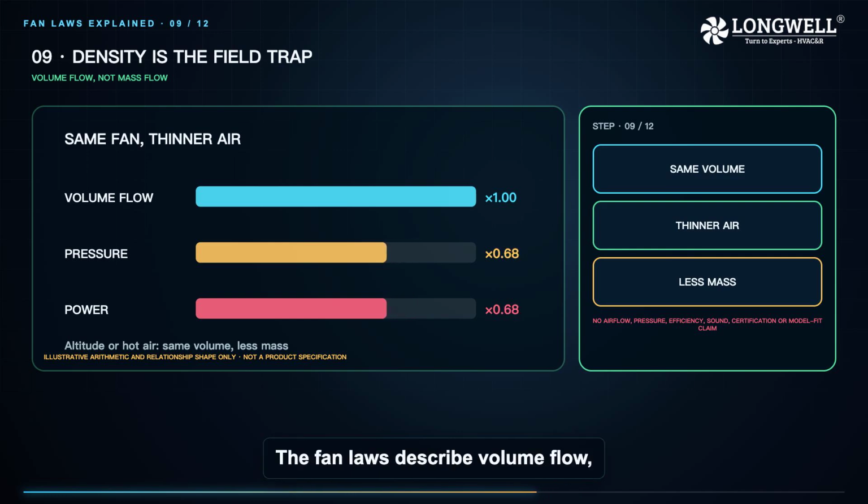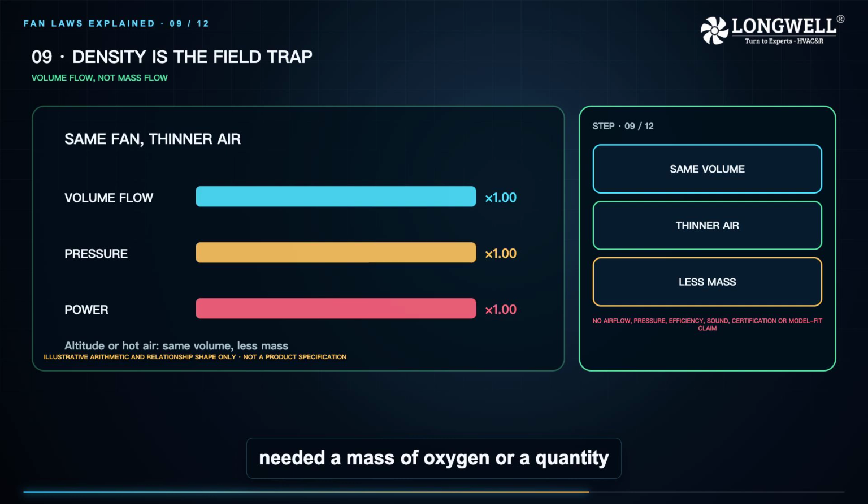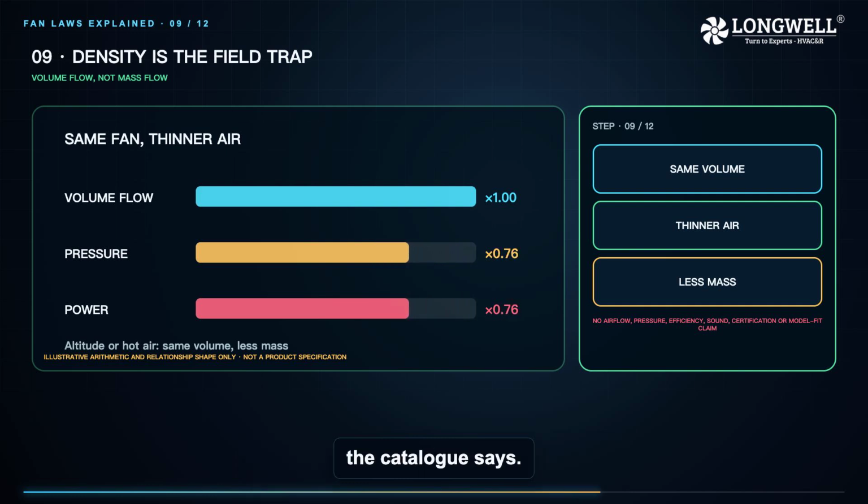The fan laws describe volume flow, cubic meters per hour, not mass flow. Move the same fan to altitude, or run it on hot air, and it still shifts the same volume, but the air is thinner. The pressure it develops and the power it draws both fall in proportion to density, and if your process actually needed a mass of oxygen or a quantity of cooling, you are now short even though the fan is doing exactly what the catalog says.